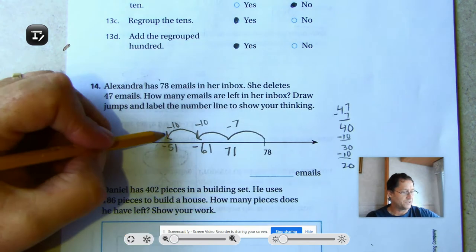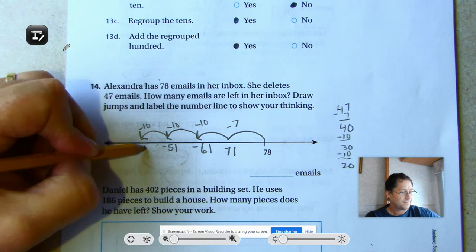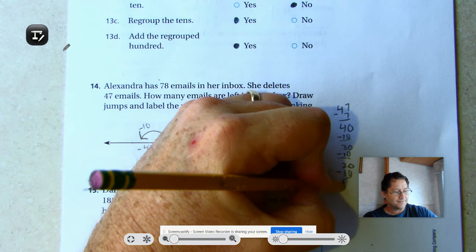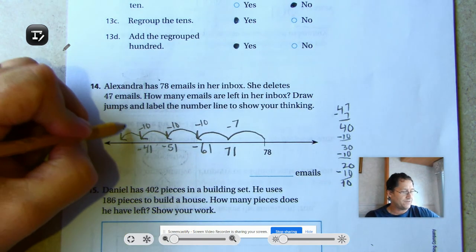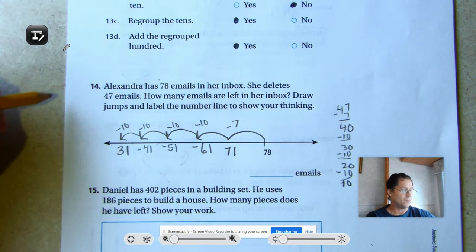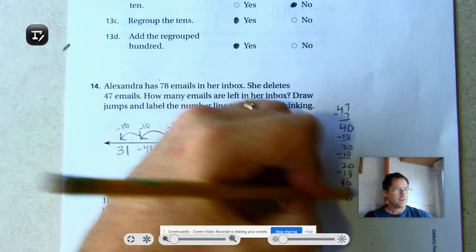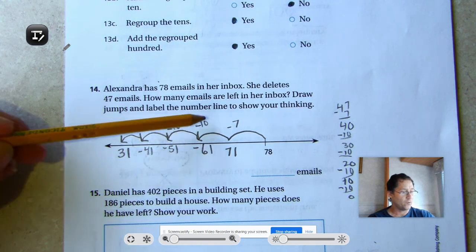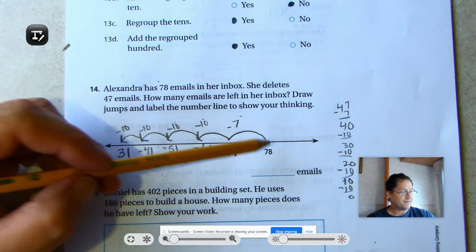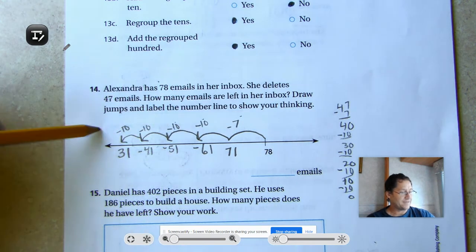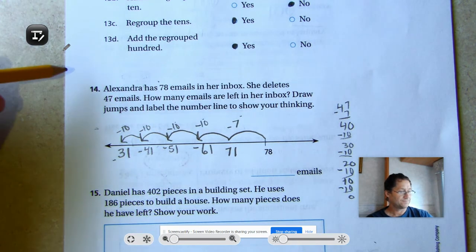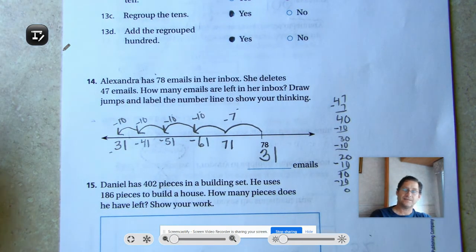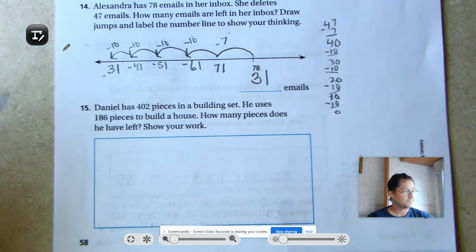I still have to do 2 more jumps of 10. 51, take away 10 is 41. And if I take away another 10, that leaves me at 31. So let's see if I subtracted 47. 10, 20, 30, 47. So 78, take away 47, leaves me 31. 31 emails are left in her inbox.